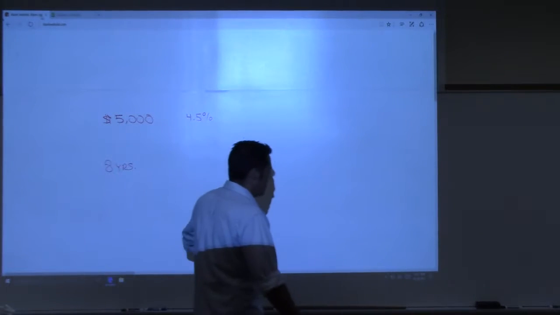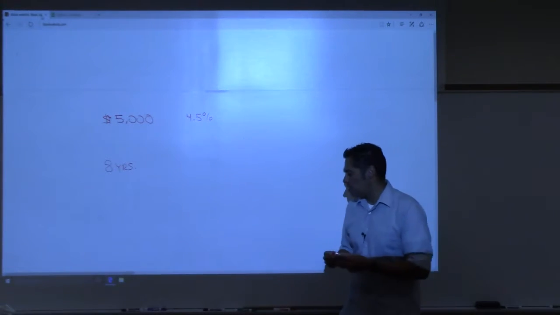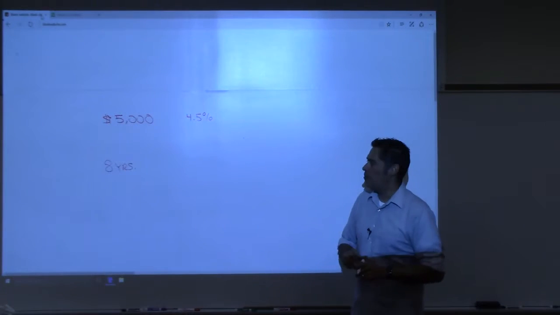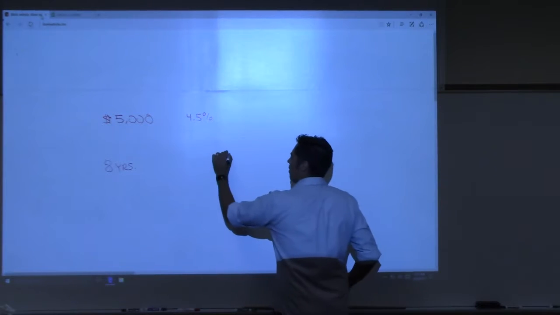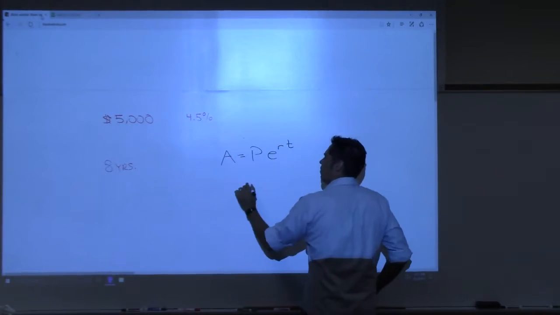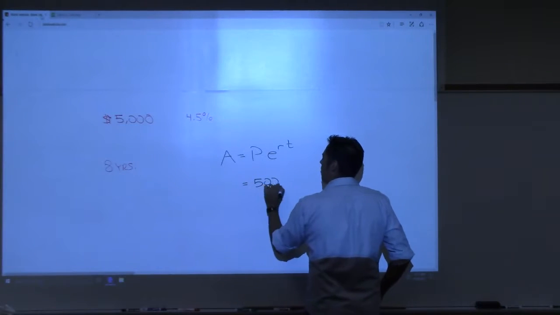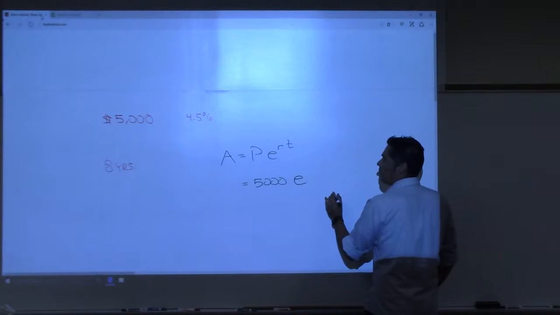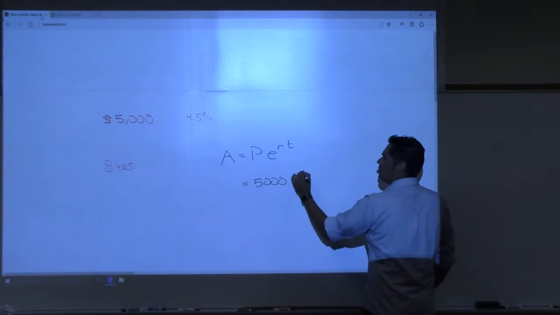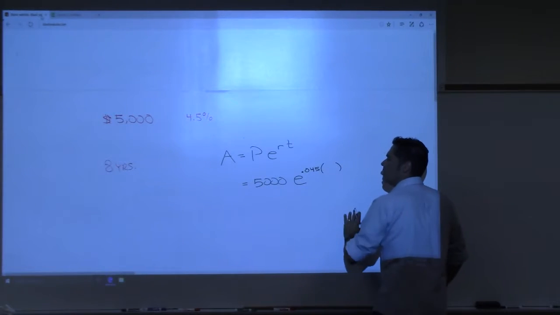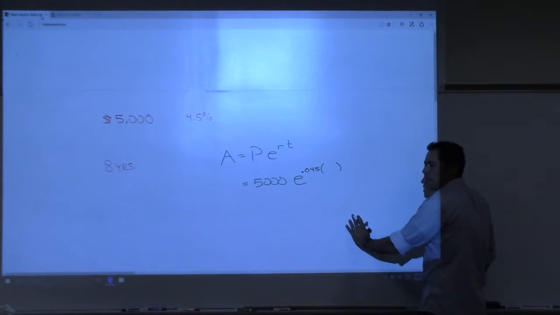So that would be, and let's assume the continuous compounding. The continuous, that would be that last case. I would have A equals PERT, right? P would be 5,000, that's what I start with, right? E to the what? R is 0.045, and then time, here we go, 10 years.